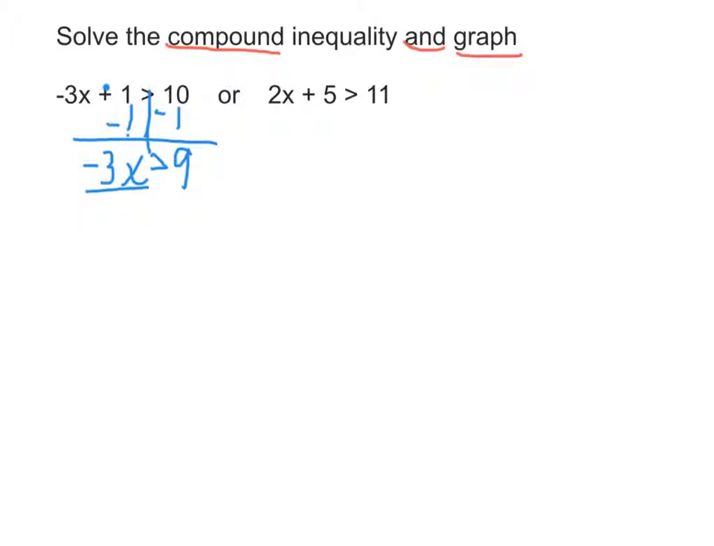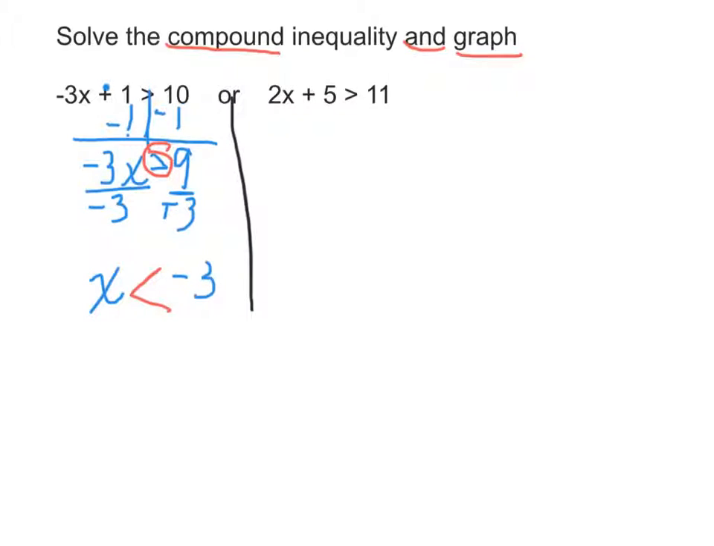Now I'm going to divide both sides by -3. As soon as I say divide by a -3, I immediately know that that means my sign must change. -3 divided by -3 gives me an x. 9 divided by -3 gives me a -3. So that's one part. Now I'm going to look at my second part of my inequality.